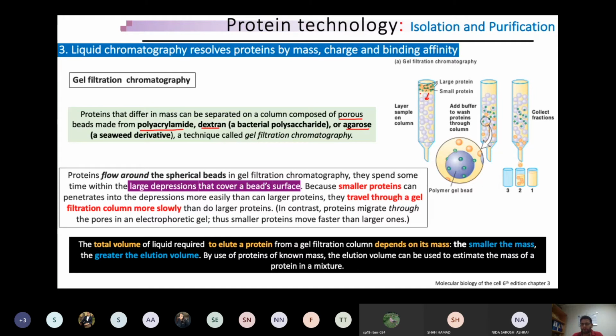Because larger proteins are not interacting at all, they are not trapped. So in this case, interacting means trapping. Large protein molecules are not trapped, so they are not interacting. That is why they will be coming out quickly. So you will have a fraction where you have larger protein molecules. Then you will have a fraction where you have proteins of medium size. And then you have a fraction with small proteins.